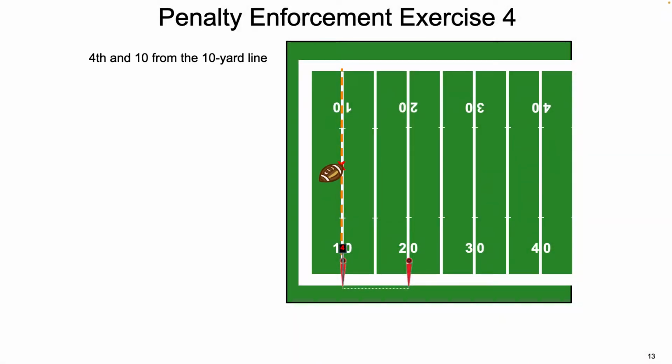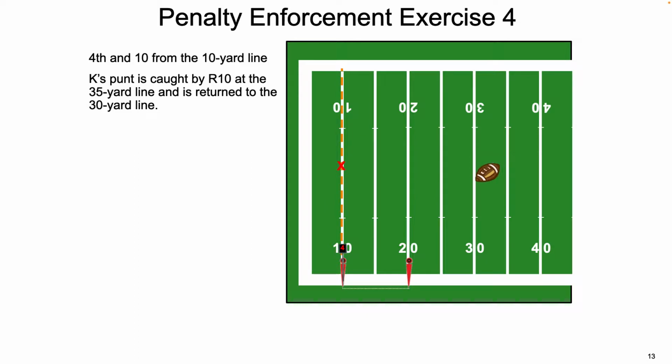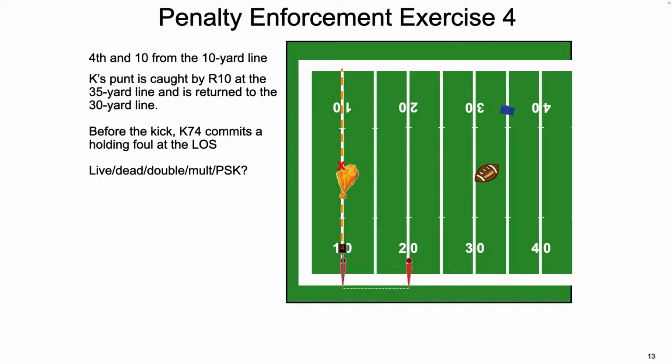Play number 4. 4th and 10 again from the 10. K's punt is caught by R10. Return to the 30. Same play. Before the kick, K74 commits a holding foul at the line of scrimmage. So what do we have here? We've got a live, dead. I think it's just a basic live ball foul, right? Nothing fancy. When did the foul occur? During a loose ball play.